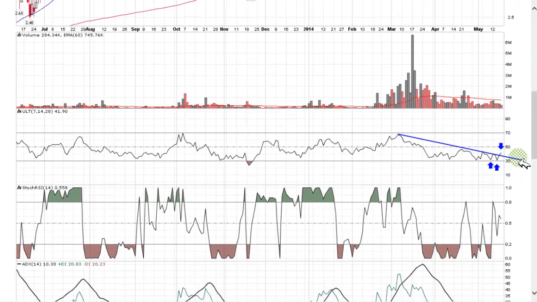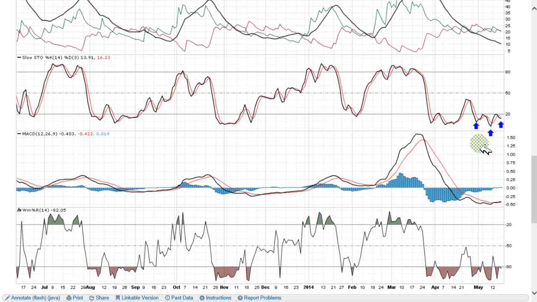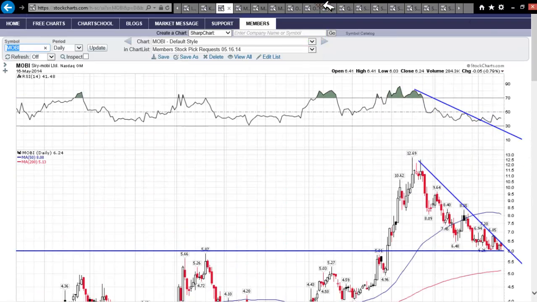We have broken out on the ultimate oscillator. This is a classic case of the indicators leading price action. So a good looking chart, an inverted head and shoulders setup on the slow stochastics, very rare to see, but it's looking good. Here's your left shoulder, head, right shoulder. That's a bullish setup. So Jesus, good picks here.